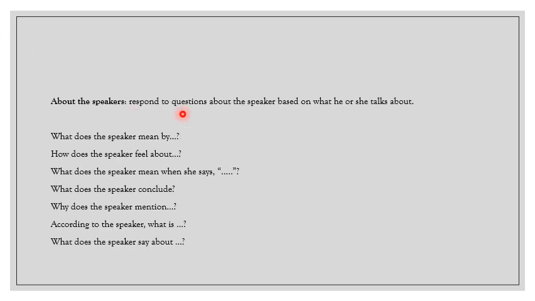Now about the speakers. So in this kind of questions, you respond to questions about the speaker based on what he or she talks about. So you answer questions about the speaker and you get the answer from what he or she talks about. Examples of this type of question: what does the speaker mean by? That is, according to what you heard from the speaker, what does he mean by a certain topic or a certain thing? How does the speaker feel about something? What is his feeling or opinion about a certain topic?